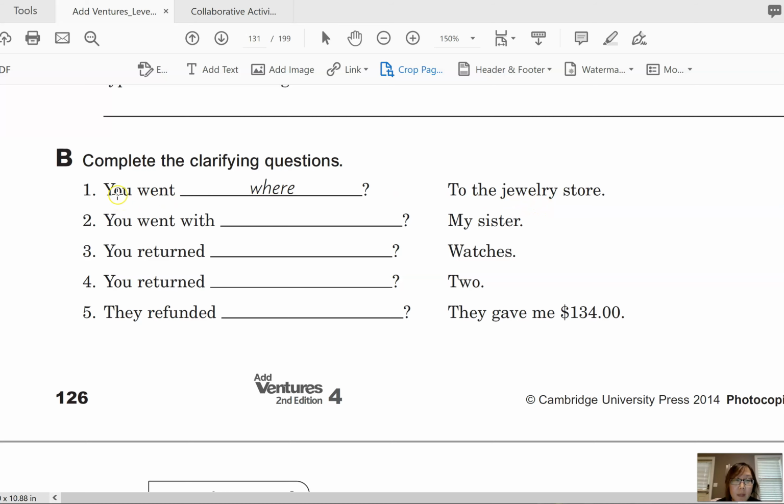So for example, you went where? And the answer is to the jewelry store. But let's make a complete sentence because this is just a phrase. It's a short answer. So we can say, I went to the jewelry store. So it's pretty simple. You can just use the subject and verb from the clarifying question. Okay, so just take a few moments to do this. You can pause the video and continue when you're finished.